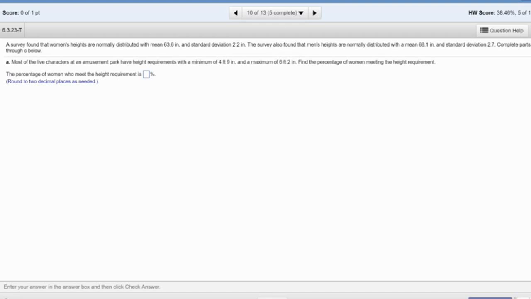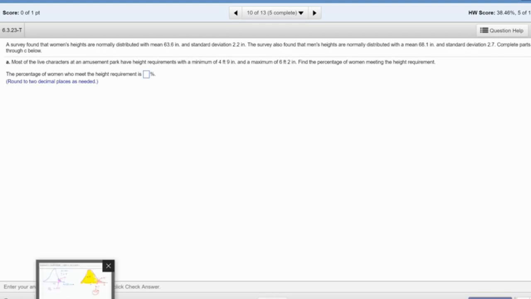Most of the live characters at an amusement park have height requirements, with a minimum of 4 feet 9 inches and a maximum of 6 feet 2 inches. Find the percentage of women meeting the height requirement. We first need to draw the normal distribution, convert these two numbers into the standard normal distribution, and then find out the area. The same as before.